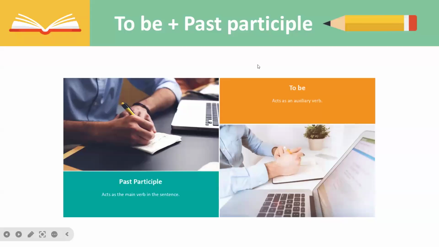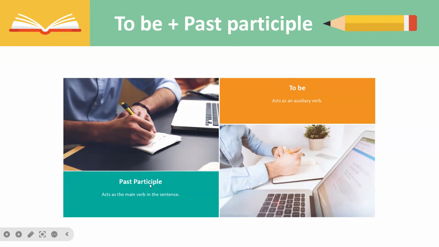Okay, the passive voice is made up of two important verb forms. The first part is the verb to be. The verb to be in this case is acting as the auxiliary verb, okay? This means that the verb to be can be in all the tenses that exist in the English language, from the present tense to the future tense, from the past tense to the future tense, from the perfect to the continuous tenses, okay? So we can put it in all the tenses that exist.